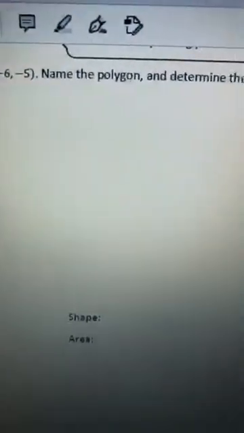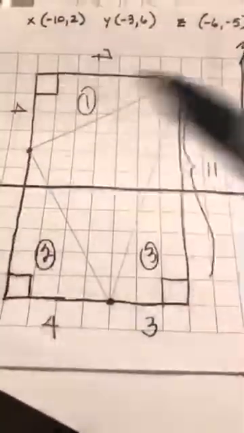It said, name the polygon. Well, we didn't write it down yet, but we already did that. We said this was a triangle, right? And it said determine the area.